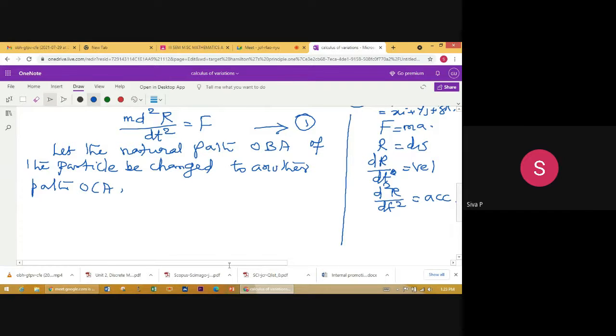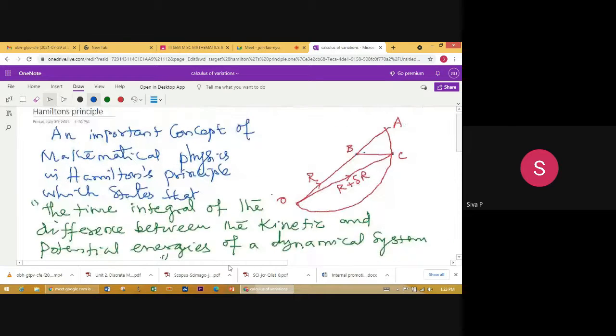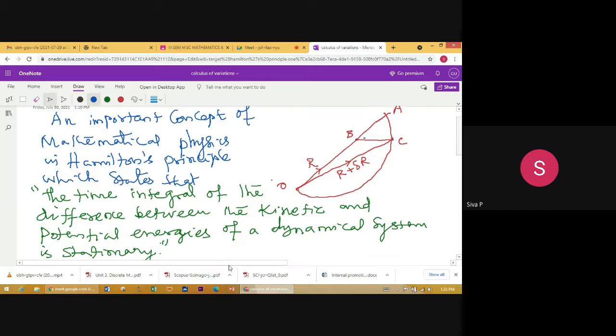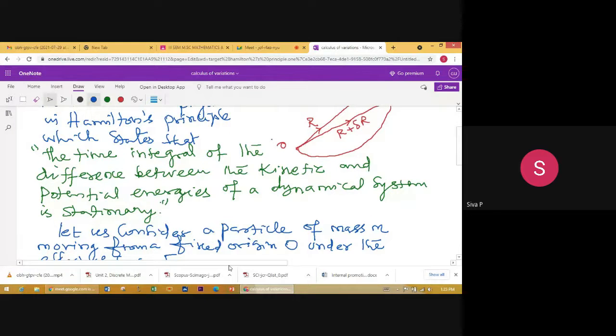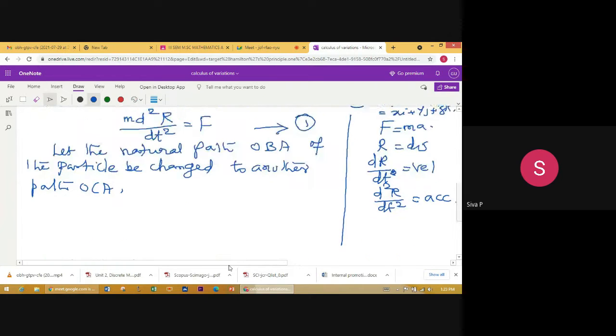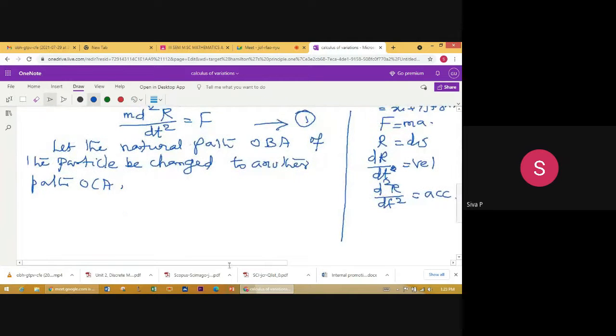Actually, in this path only the distance is different. It will take some time, but actually here what is the statement? The time integral of the difference between the kinetic and potential energies of the dynamical system is stationary. What is meant by stationary? Anybody?